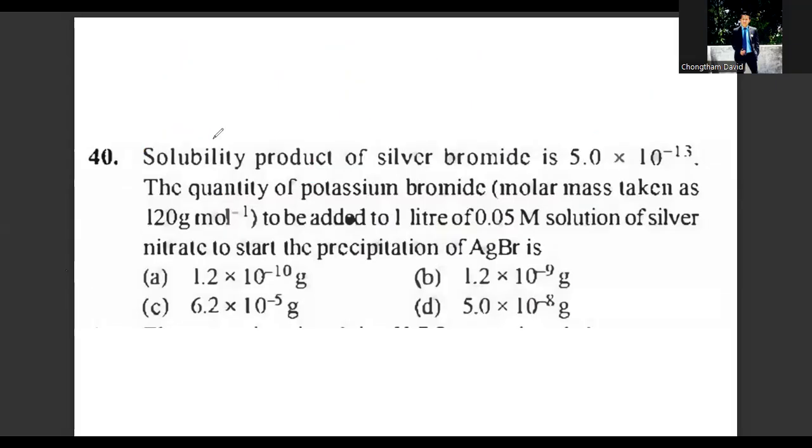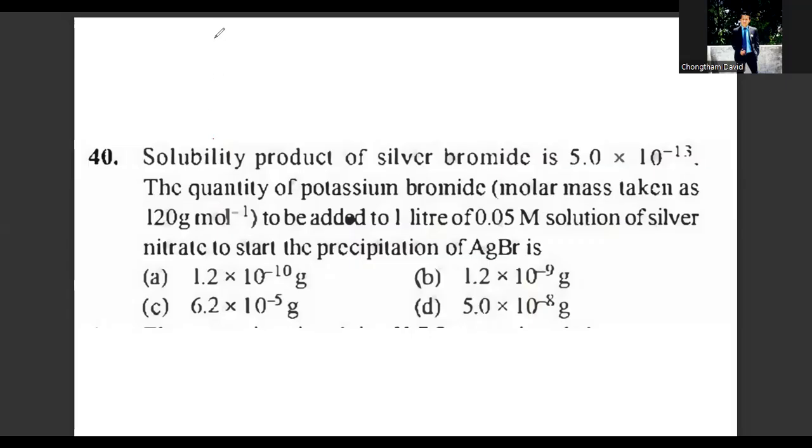Solubility product of silver bromide is 5 into 10 to the power minus 13. The quantity of potassium bromide, molar mass taken as 120 gram per mole, to be added to 1 liter of 0.05 molar solution of silver nitrate to start the precipitation of silver bromide is.